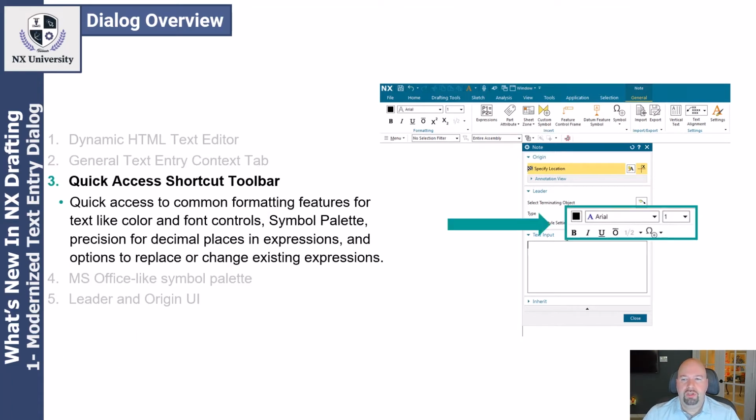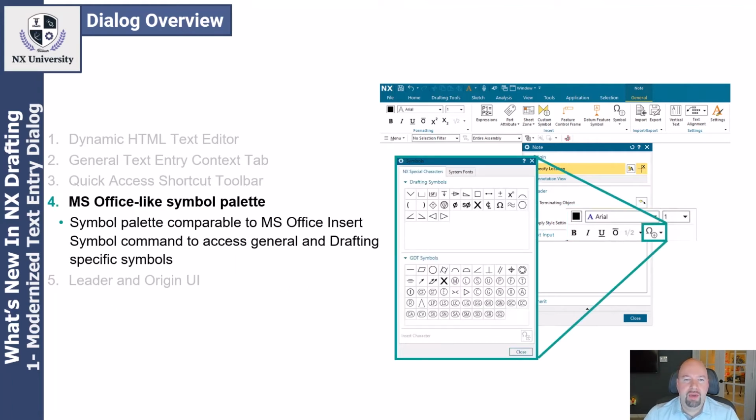On the Quick Access Shortcut toolbar, as I'm interacting with the text inside the dialog, the Quick Access Shortcut toolbar is going to open up if I highlight some text. This is going to allow me to quickly modify the font, whether I want to make that boldface type font, or italicized, underline, overline, or I can even insert a symbol from here very quickly. We now have an MS Office-like symbol palette. Once we click on the symbol icon here, it's going to open up that symbol palette, and you'll have all your familiar drafting symbols that were with NX all these years, but we can also take advantage of using some system font symbols as well here.